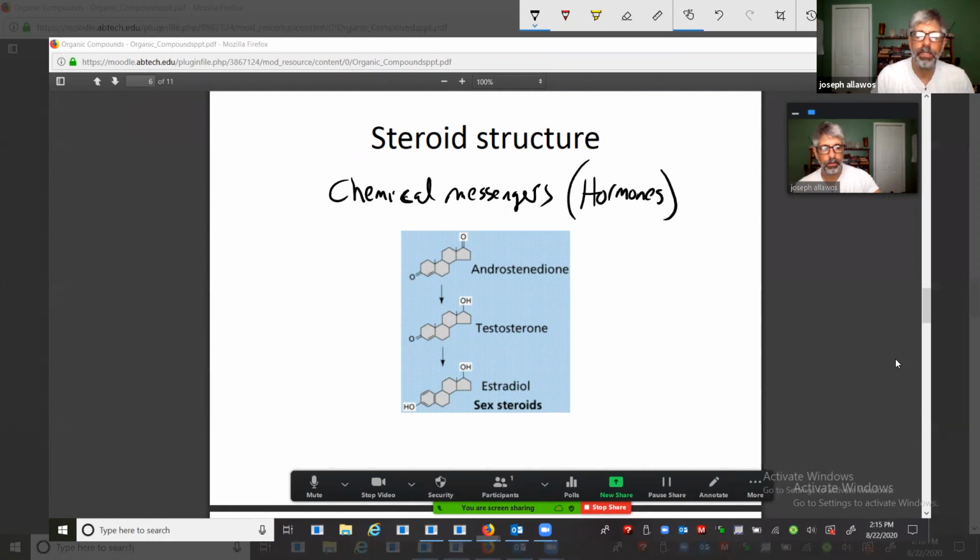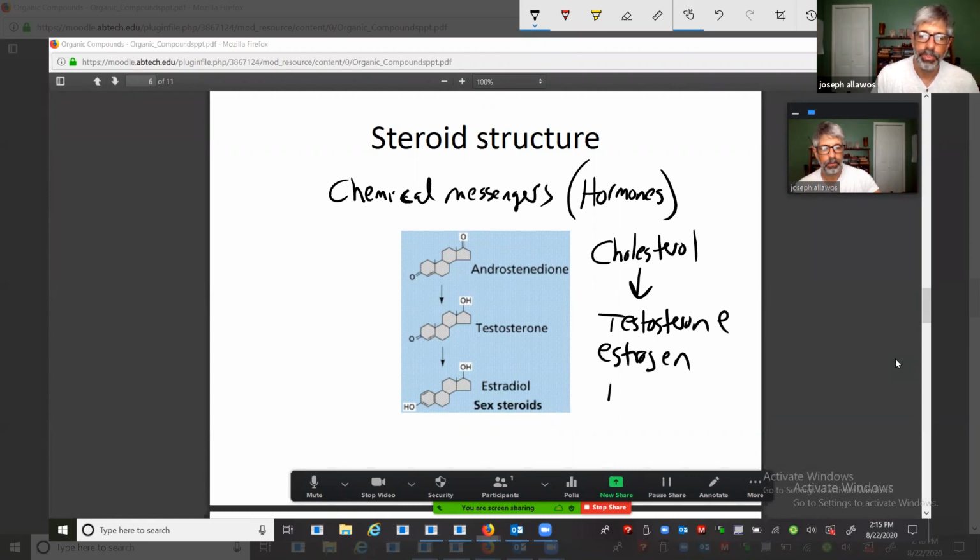When hormones are released in the body, they have some effect in some other part of the body, usually via the bloodstream. The most important one is cholesterol, which is the precursor to the sex hormones testosterone, estrogen and progesterone. As you know, testosterone is the male sex hormone. Estrogen and progesterone are the female sex hormones. Guess what? They all come from cholesterol.